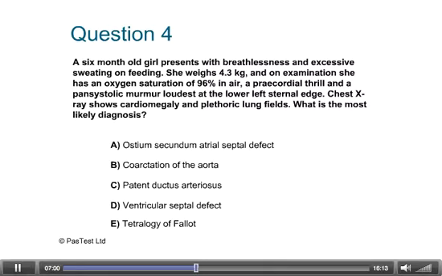Question 4. A 6-month-old girl presents with breathlessness and excessive sweating on feeding. She weighs 4.3 kilograms and on examination has an oxygen saturation of 96% in air, a precordial thrill and a pansystolic murmur loudest at the left lower sternal edge. Chest X-ray shows cardiomegaly and plethoric lung fields. What is the most likely diagnosis?